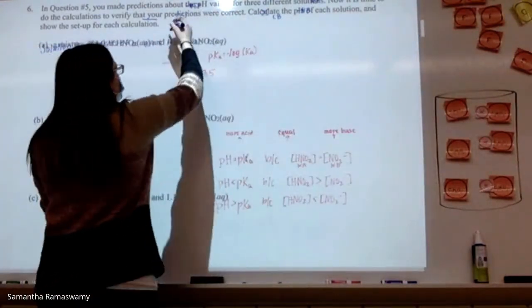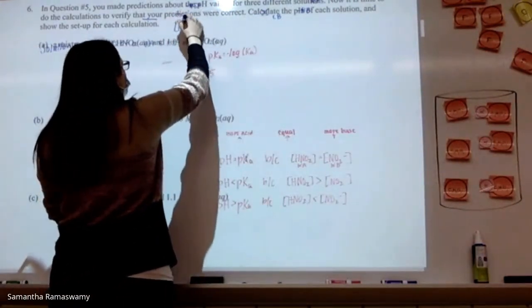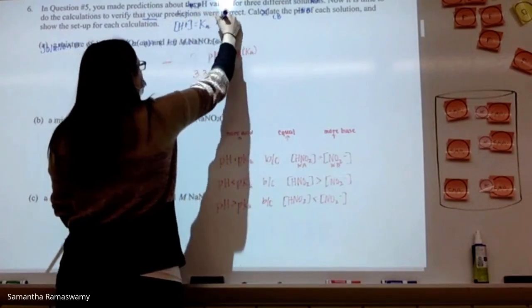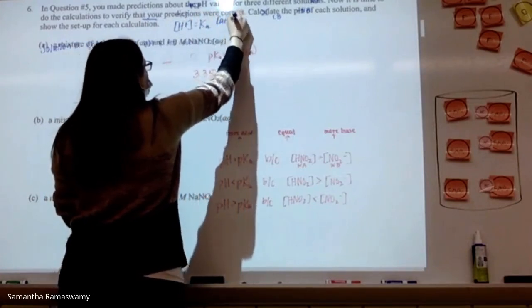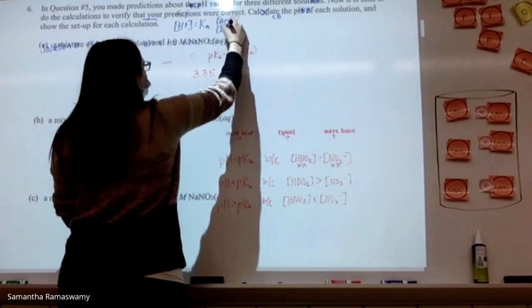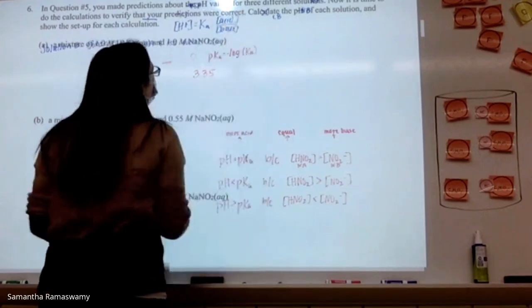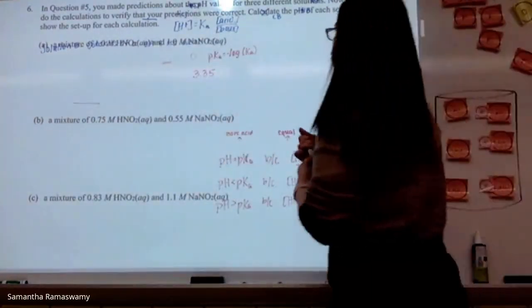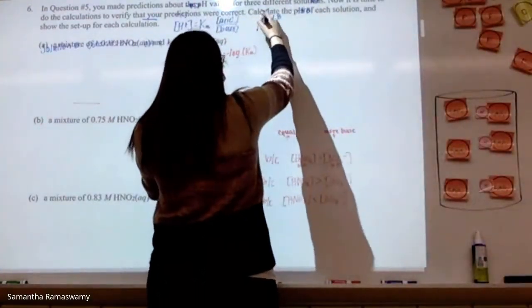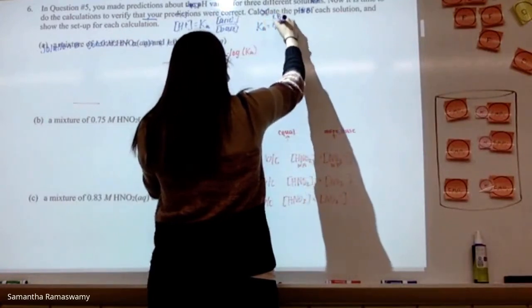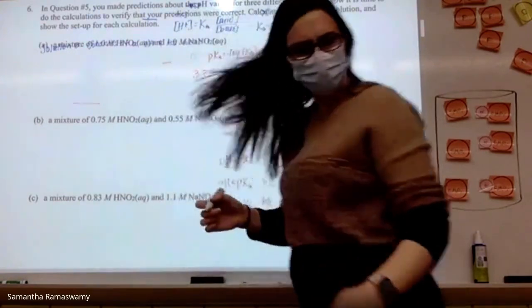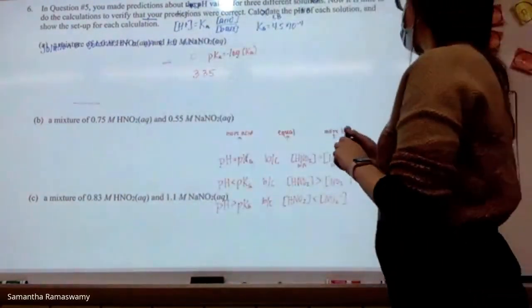So these are all buffers. So use the buffer equation. H plus equals Ka times the concentration of the acidic component over the concentration of the basic component. They gave us Ka on the other page. I'll write it up here so that you have it. 4.5 times 10 to the negative 4th.